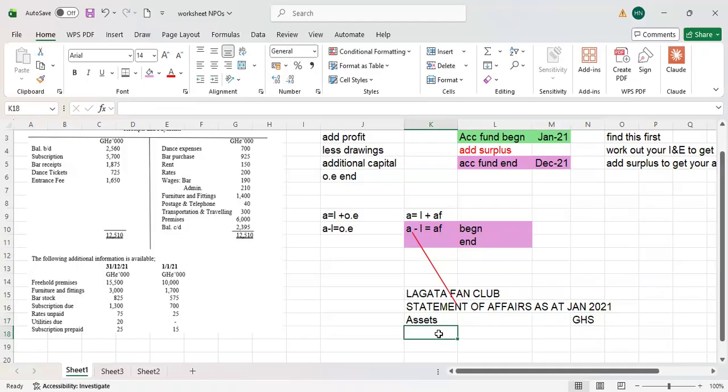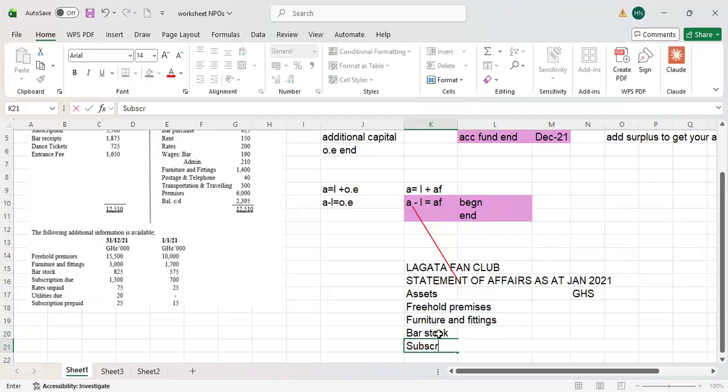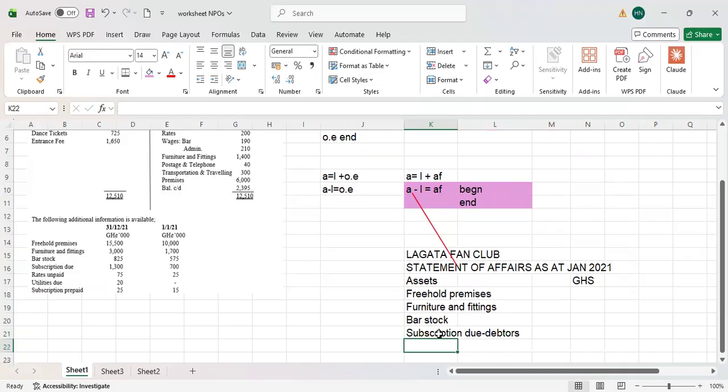My first assets are freehold premises. I have my furniture and fittings. I have my stock. So what is subscription due? Subscription that members are owing us. So yeah, they are like debtors, isn't it? Members are owing. That should be all. The rest are liabilities.